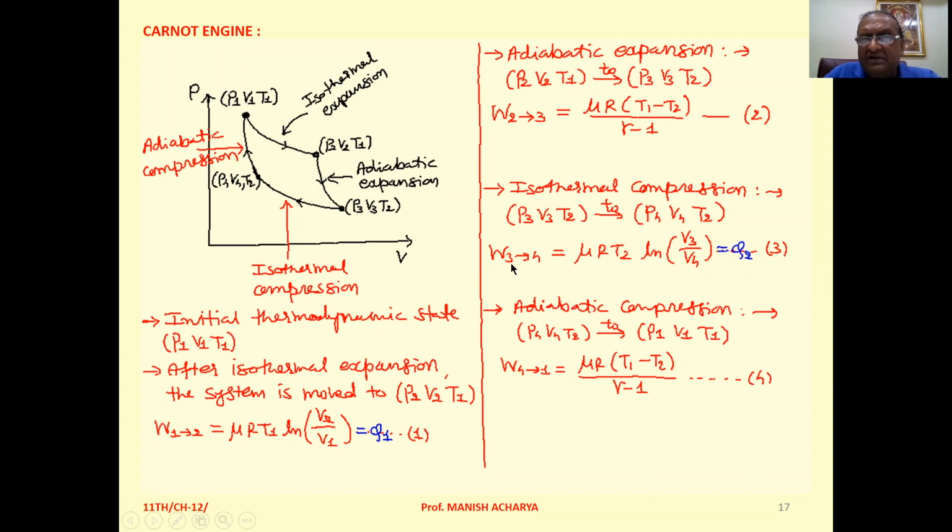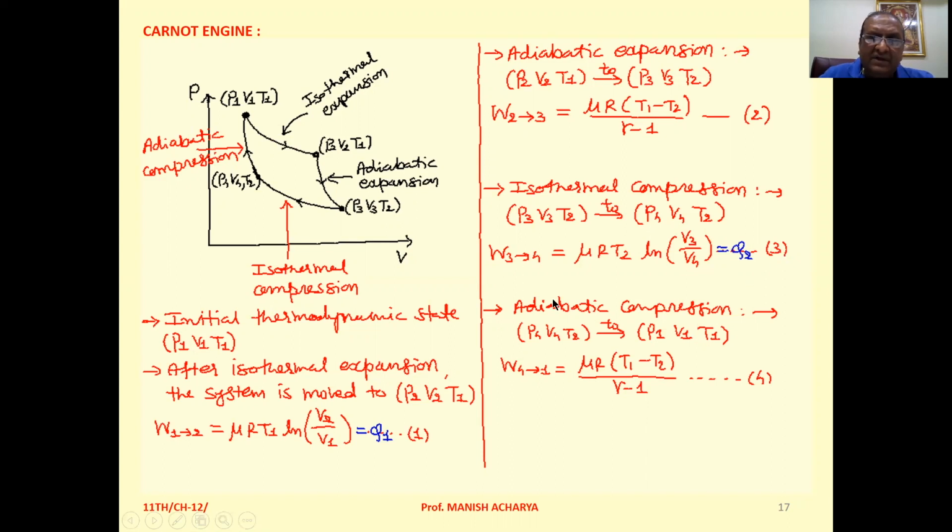Now the work done from 3 to 4 is mu R T2 ln V3 by V4. And suppose in this process the heat released by the system is Q2, then we can write this is equal to Q2, equation number 3.